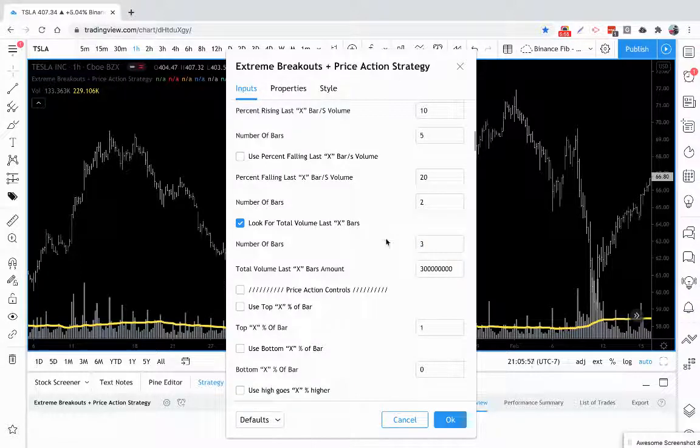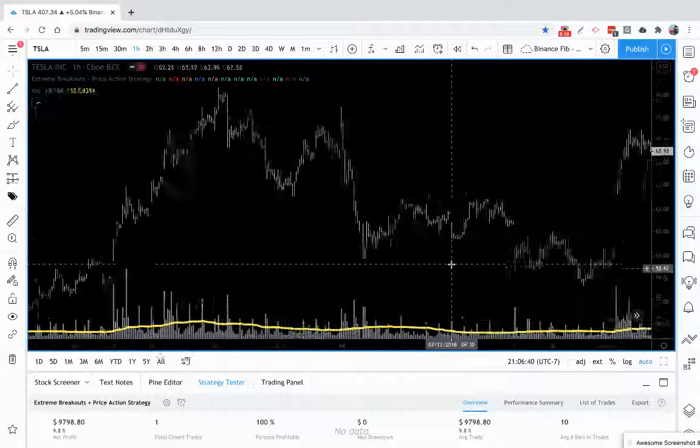How about over 3 bars? 5 bars? About 10 bars? Or 20 bars? Okay, I think we had too much volume in there. 10 bars. Let's try 3 million over 1 bar. Okay, there we go. Let's see where that condition happened.